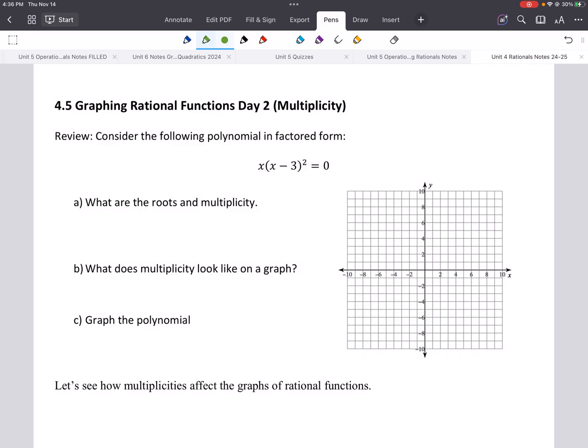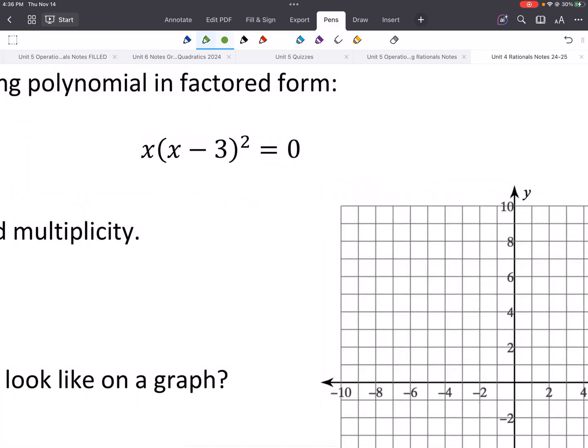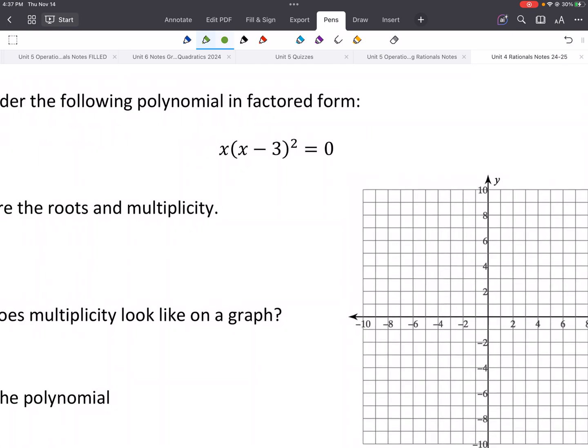So today we're going to be talking about multiplicity. Multiplicity is when you have multiple of the same factors, and usually you see that when you have an exponent. An exponent tells you how many times you have that factor. So this would be like x times (x minus 3) times (x minus 3). So we have a multiplicity: we have multiple x minus 3's. We kind of talked about those before when we were graphing polynomials.